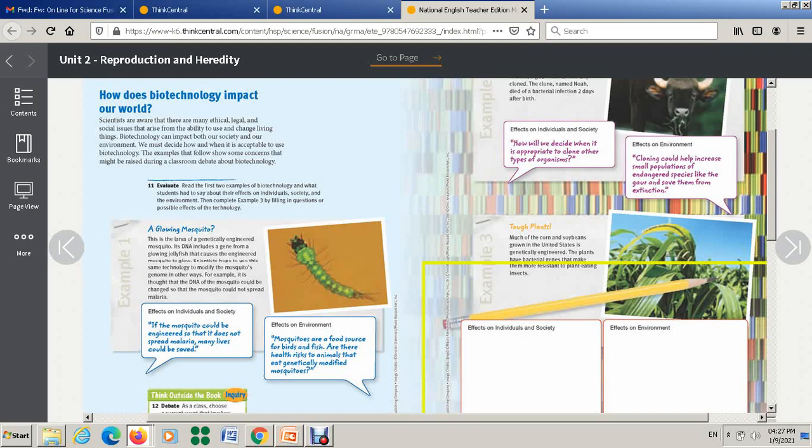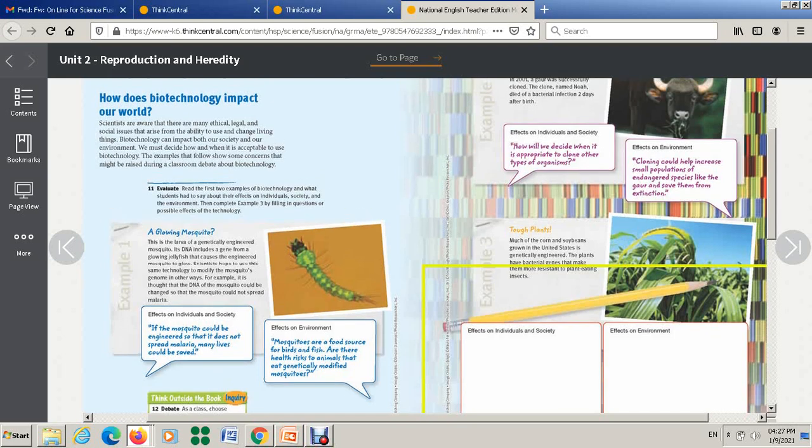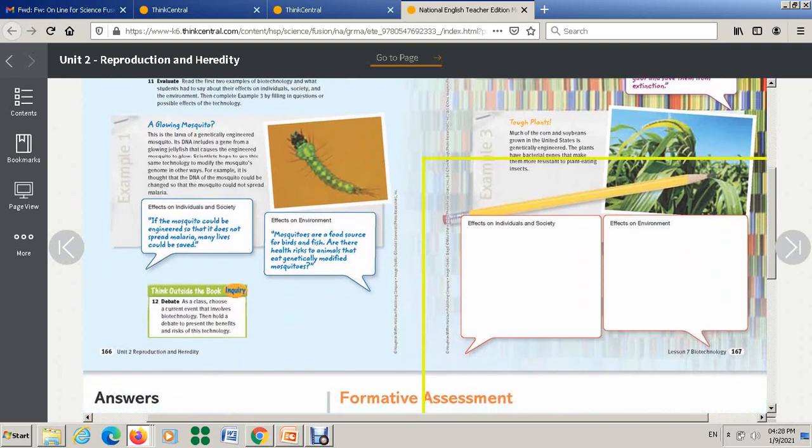Let's talk about the other figure. Also here you have the effect on the environment. Cloning could help increase a small population of endangered species like the gaur and save them from extinction. Okay. So also here I want you to think about this one. Let's do it as homework for you to think about it, about the top plants.